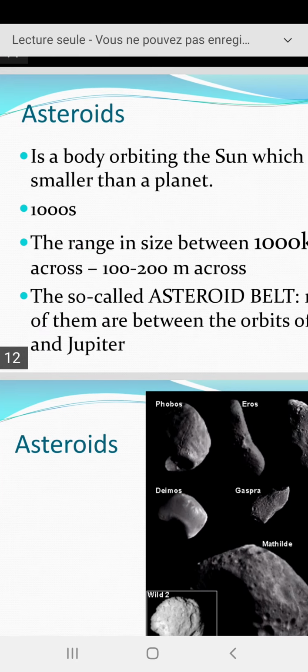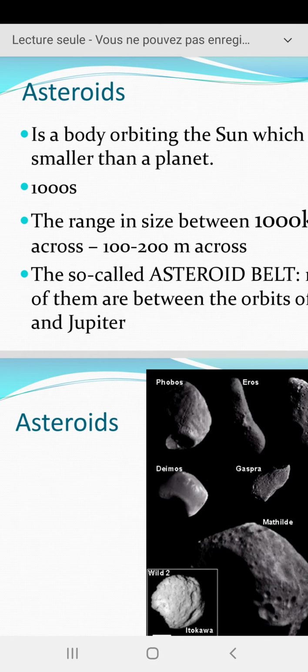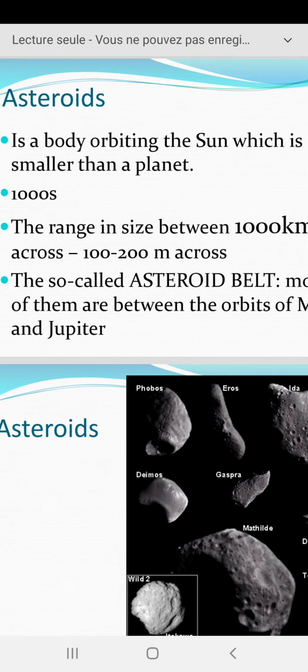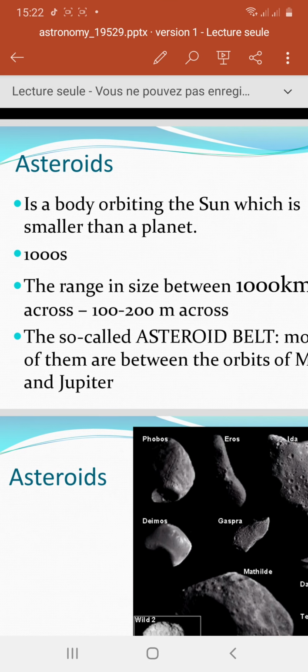Now, we come to asteroids. What is an asteroid? It is a body orbiting the sun, which is smaller than a planet. We spoke about this idea.